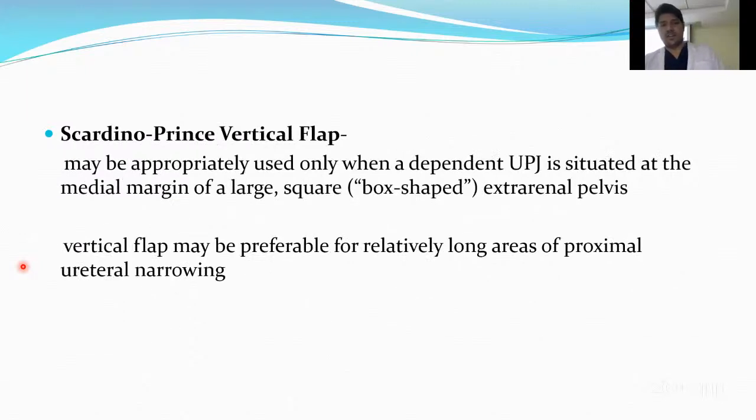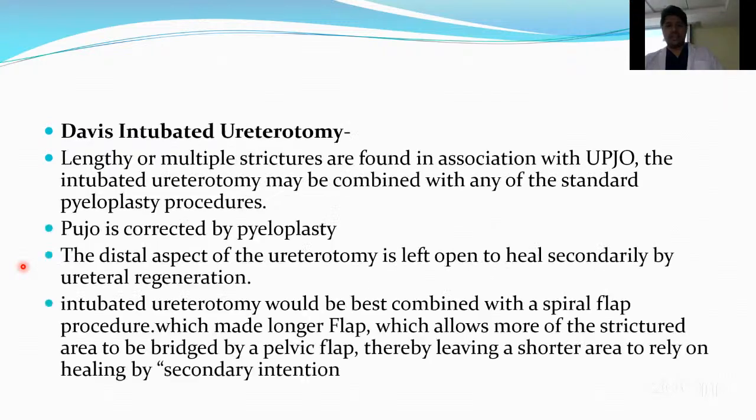Scardino-Prince vertical flap may be appropriately used when a dependent PUJ is situated on the medial margin of a large square box-shaped extrarenal pelvis. It is done in a long area of proximal ureteral narrowing. Davis intubated ureterotomy is used when lengthy or multiple strictures are found in association with PUJ obstruction. The intubated ureterotomy may be combined with a standard pyeloplasty procedure.